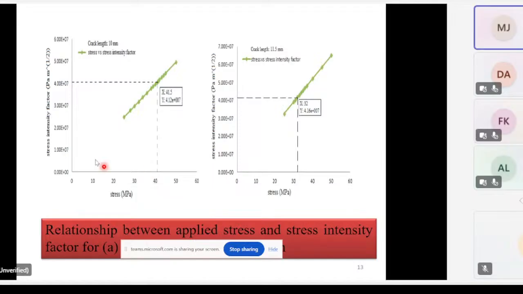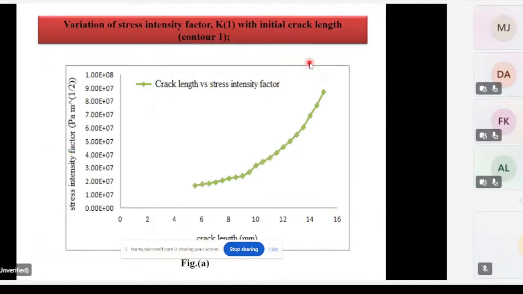After doing that, what we can get is the stress intensity factor versus the stress. As the stress is increasing, the stress intensity factor is increasing. That should be linear. Here a similar thing is there. For the different crack lengths we have shown, I've just shown you that a similar relationship is there. Now whenever I go for understanding crack length versus stress intensity factor, I find a parabolic relation.